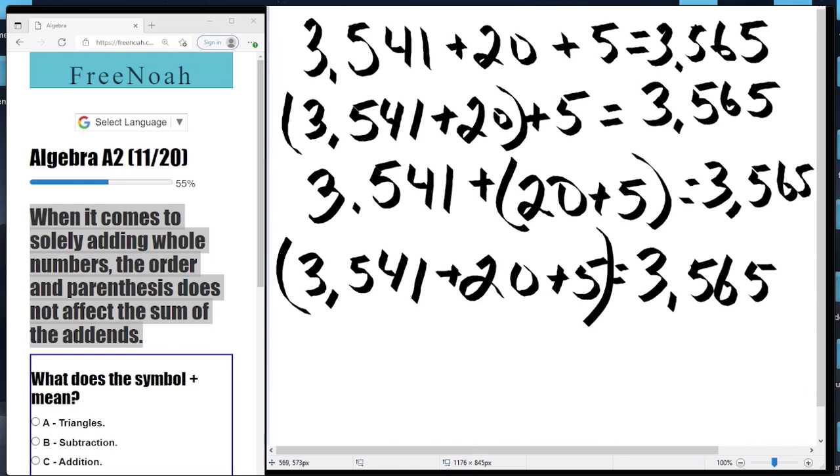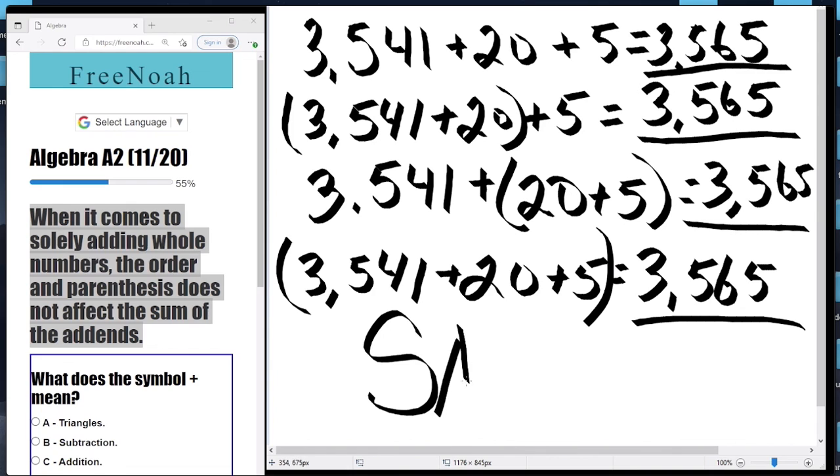So when you're solely adding and you're dealing with parentheses, it really doesn't matter the order of operations. The sum is still going to be the same.